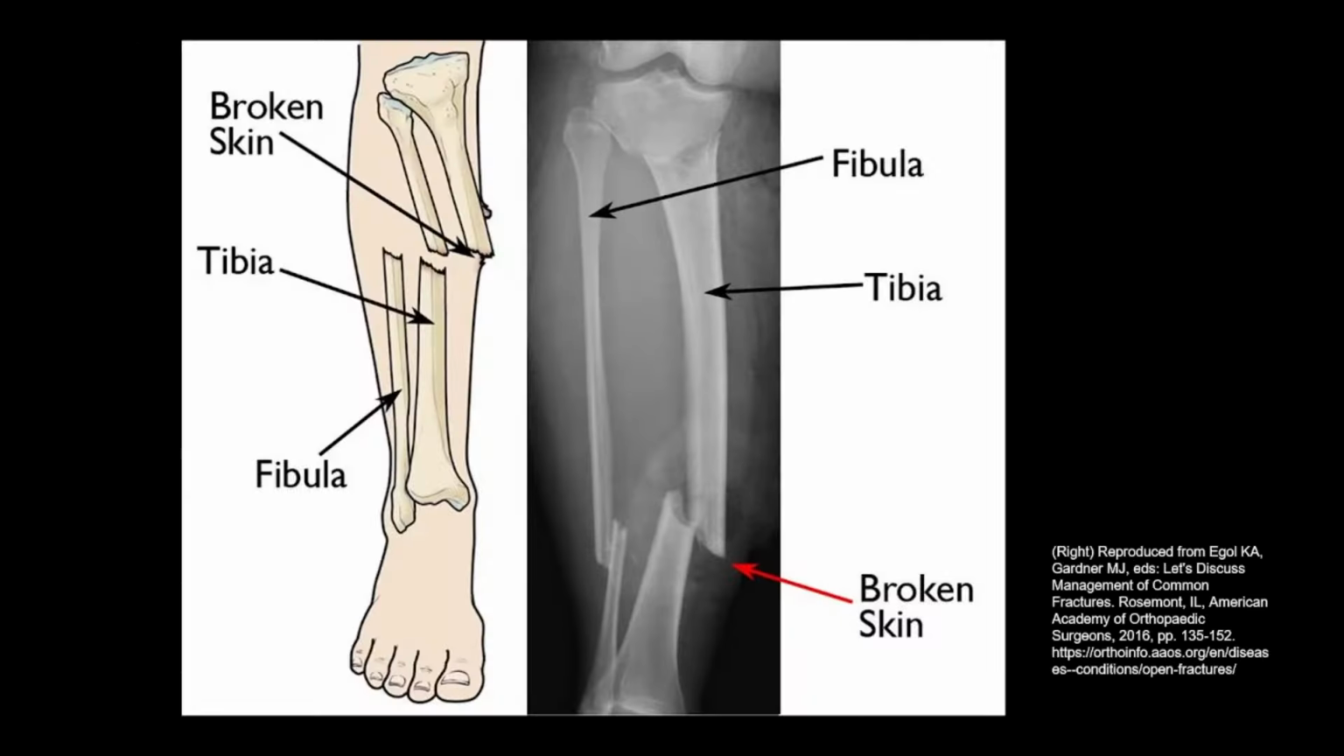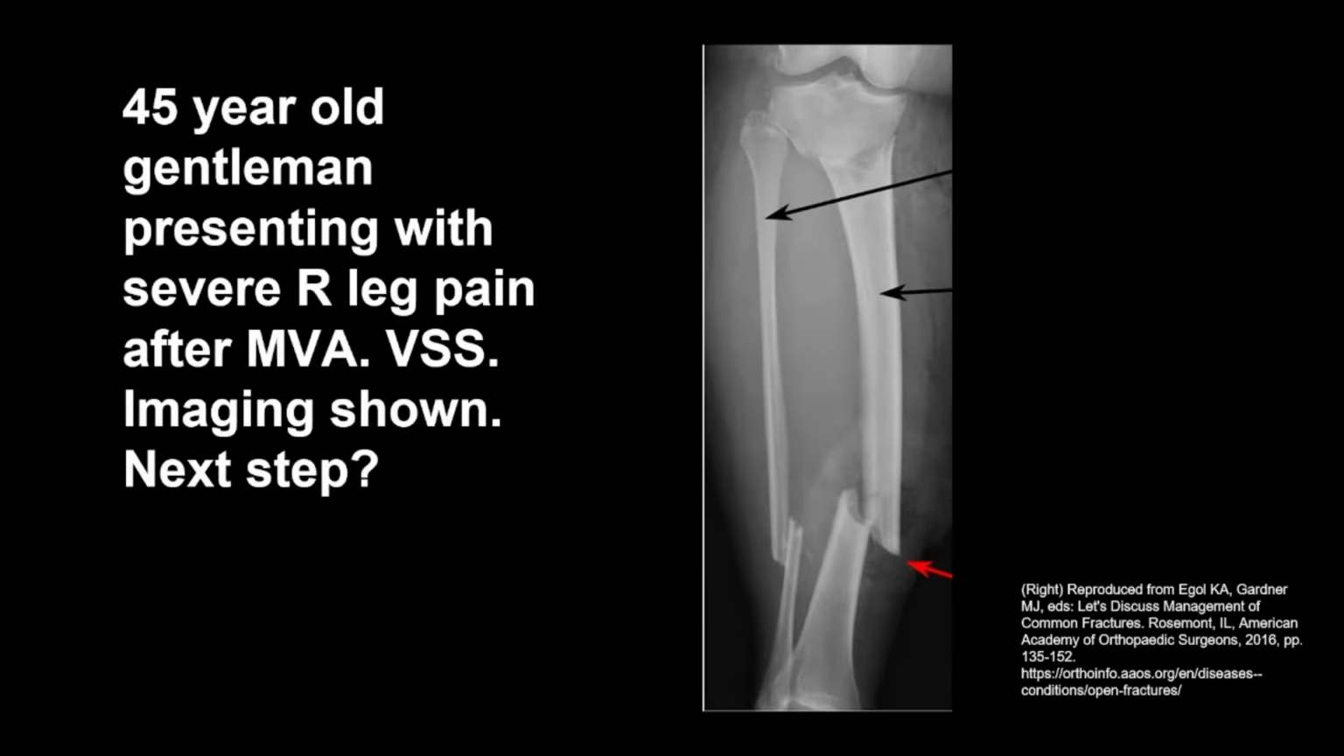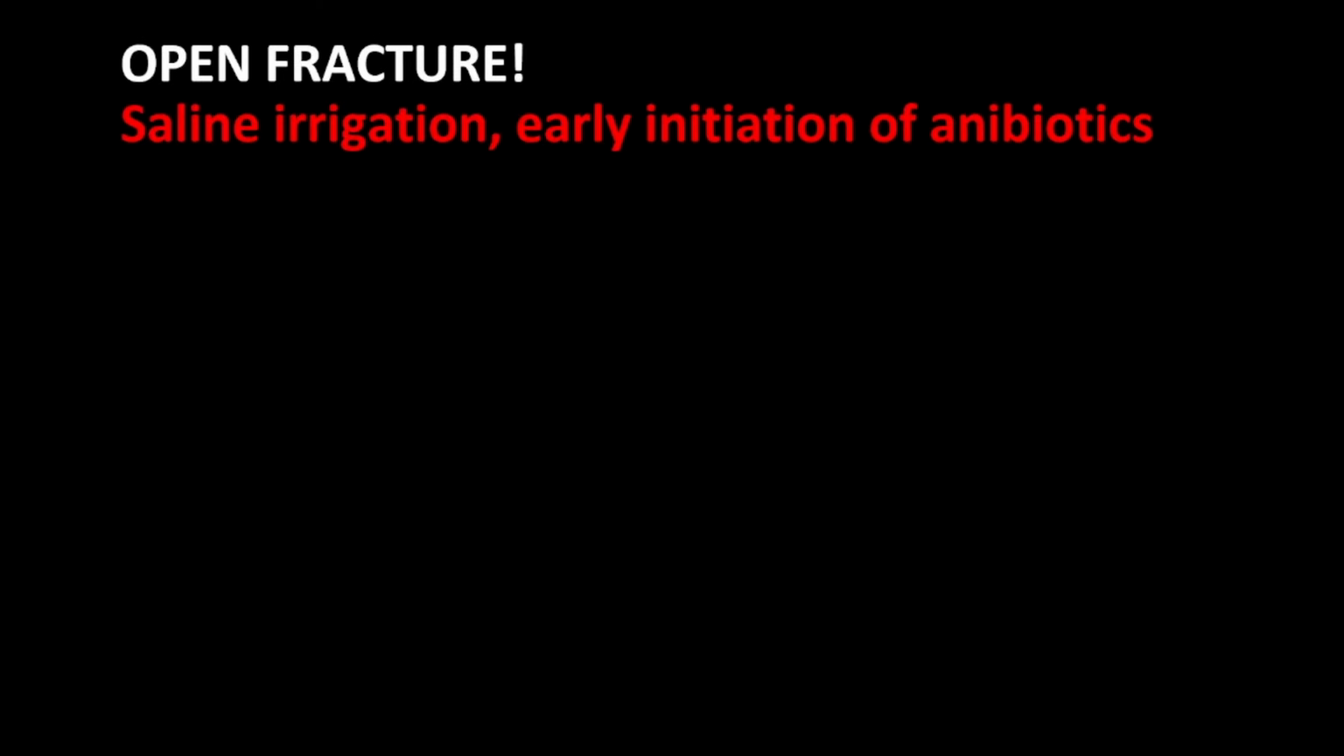And why is this important? Because this is an example of an open fracture. It's really difficult to assess here, but that red arrow is supposed to be pointing out where the tibia is exposed to the environment. And it's really important to recognize open fractures on exams, because open fractures are more of a surgical emergency where you want to irrigate the area as soon as possible and initiate antibiotics as soon as possible.